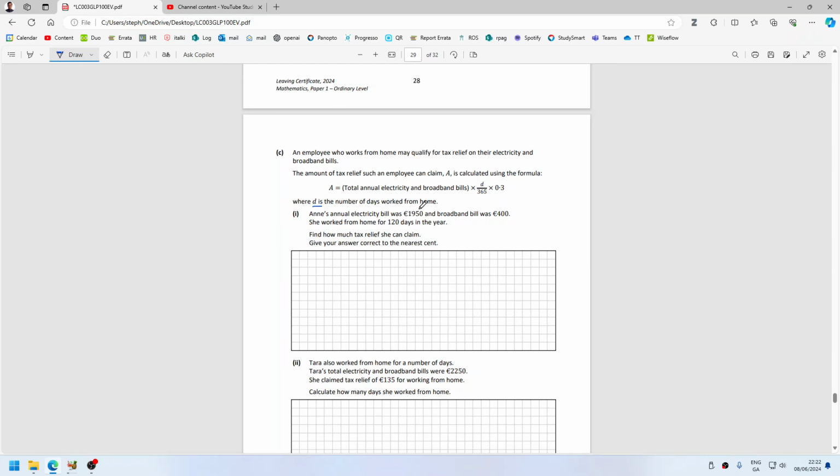Anne's electricity bill was 1950 and broadband was 400. So if you add them together, that's the total. She worked for 120 days, so that's the D. How much tax relief can she get?